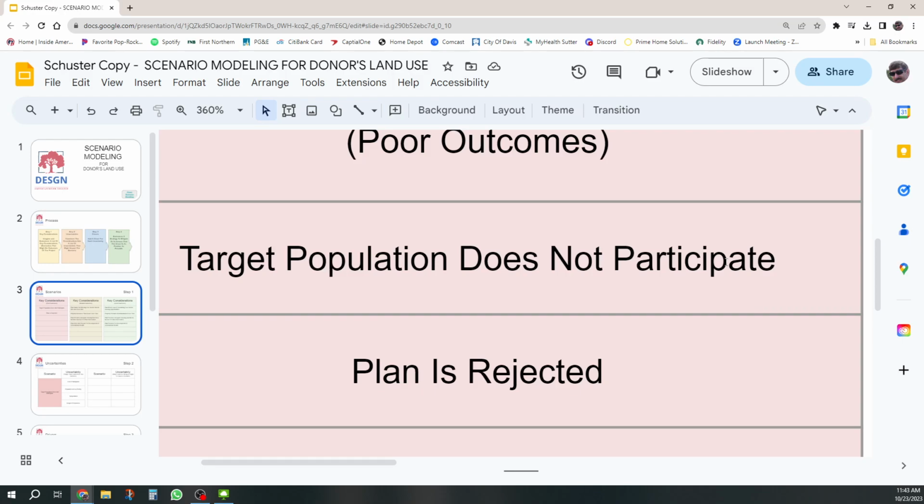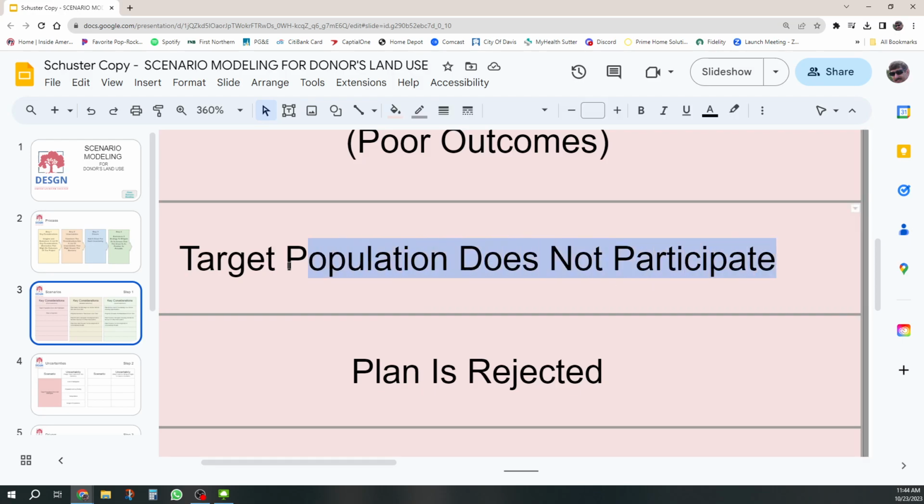They don't participate. They don't sign up to lease or rent or buy or take care part of the program or whatever it happens to be that we've set up. So that would be a poor outcome. Our target population doesn't show up. They don't participate. And then there are other outcomes that you can see over here that I've envisioned, and they're general. I'm not saying anything about how or why at this point. I'm just saying that's an outcome. The right people don't show up.